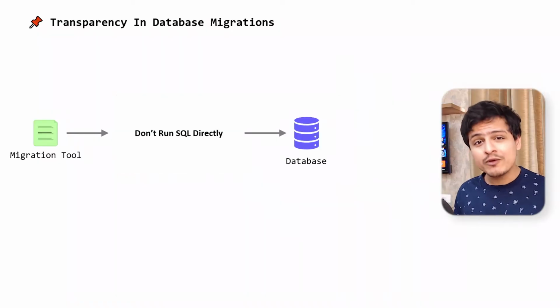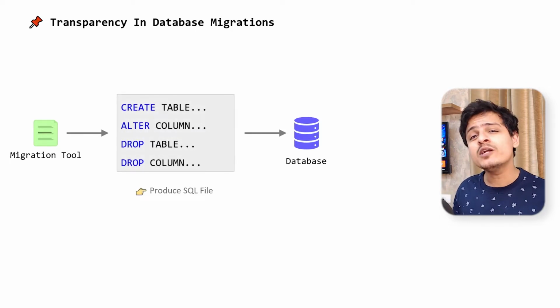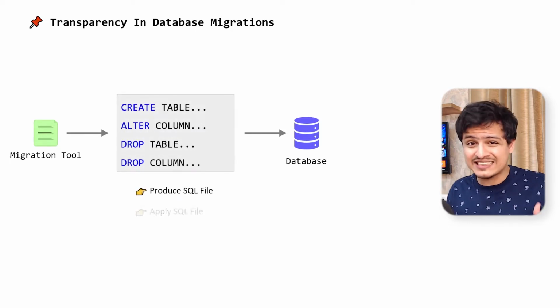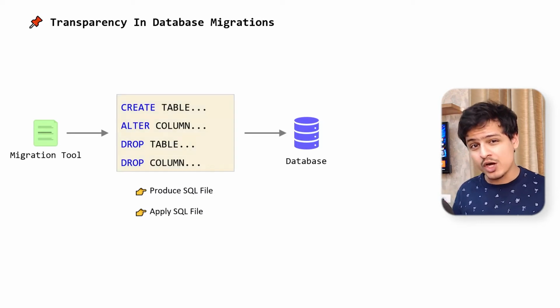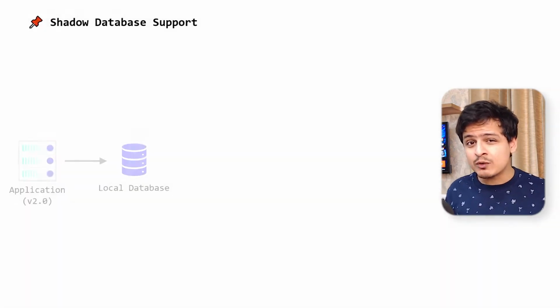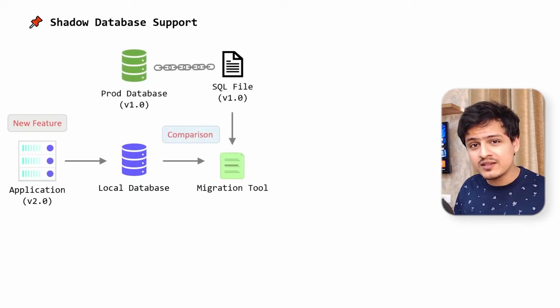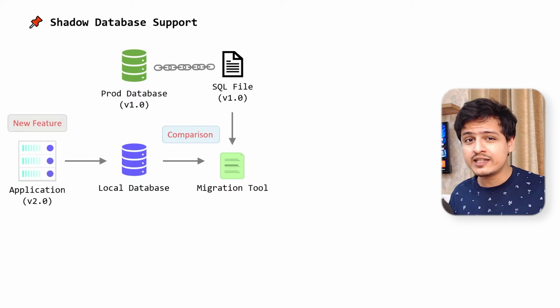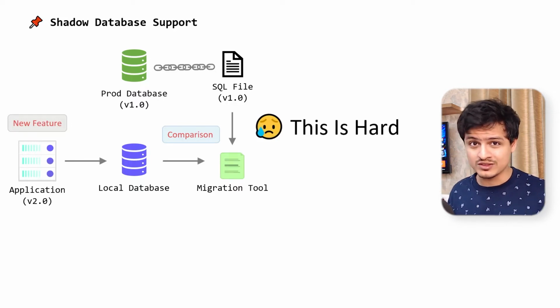Let's move on. In easier words, we don't want the migration tool to update our production database directly. Instead, we want it to produce a SQL file that we can execute to apply the necessary changes. So the output of the migration process will essentially be a SQL file. Now for a subsequent migration, like when we want to release a new feature, we will have to compare the state of our updated local database with the SQL file we had created for the previous version. This is exactly as hard as it sounds.